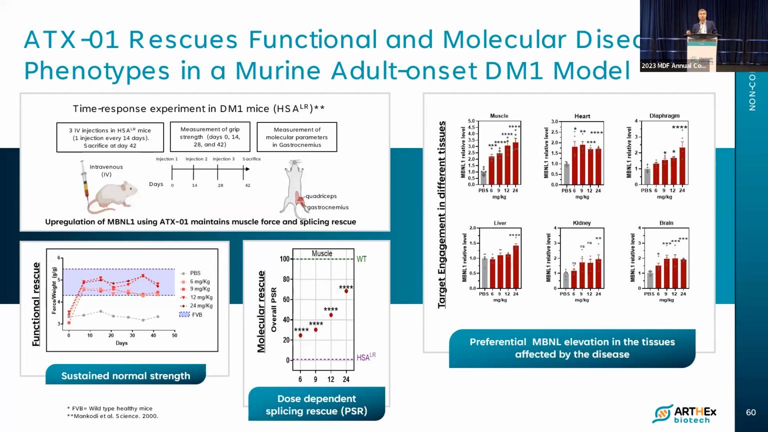The more we inject the drug, the more we get protein expression, and the more we can correct the aberrant splicing. And we have the same dose-dependent effect in heart and in diaphragm, and we don't see a major uptake in liver and kidney, but we also have an uptake in brain. So we have a target engagement in brain, which is very important considering the cognitive defect.